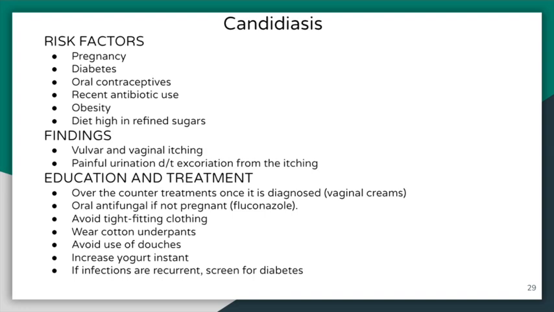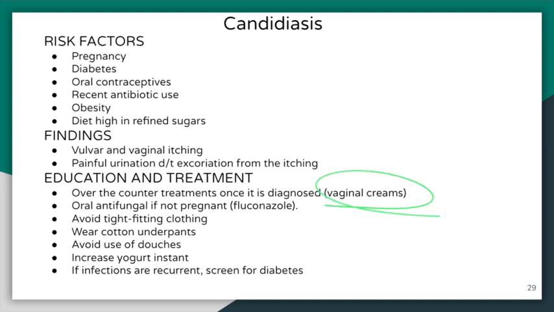Thankfully, it's easy to treat. You can get an over-the-counter cream once you diagnose this. You don't want to treat it without a diagnosis, though, so you have to go to the doctor to get it diagnosed. If you're not pregnant, you can take a prescription pill. It's a one-dose pill called fluconazole. But if you're pregnant, you need to go ahead and use these creams.